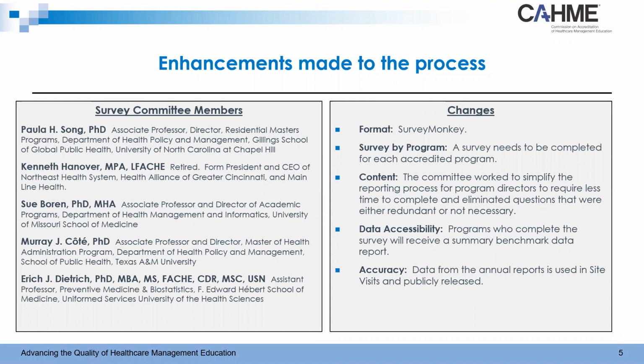The fourth change is around data accessibility. So programs who complete the survey will receive a summary benchmark data report. And then further programs who are participating in the enhanced benchmarking will have access to detailed program level data. And again, that's a change from the previous system. And then finally, accuracy. The programs will have an opportunity to make corrections if necessary. And so programs will be contacted if data accuracy issues are identified.